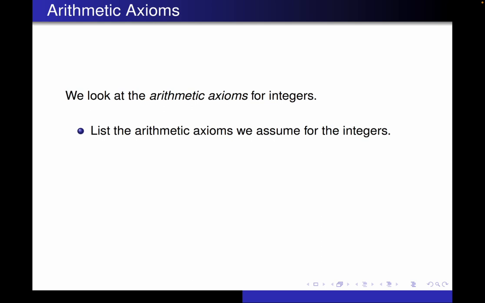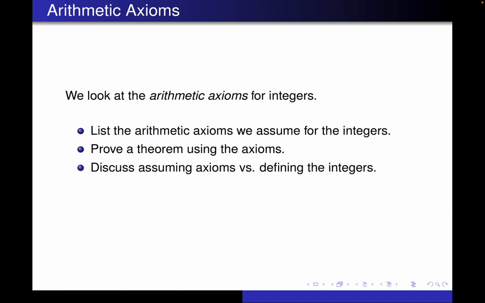Now that we've given an overview of some of the number systems that we've been looking at and some of the issues that we're going to be dealing with rings, we're going to talk a little bit more specifically about arithmetic axioms, in particular for integers. So we're going to list the arithmetic axioms that we're going to assume for the integers. We're going to prove a theorem using those axioms.